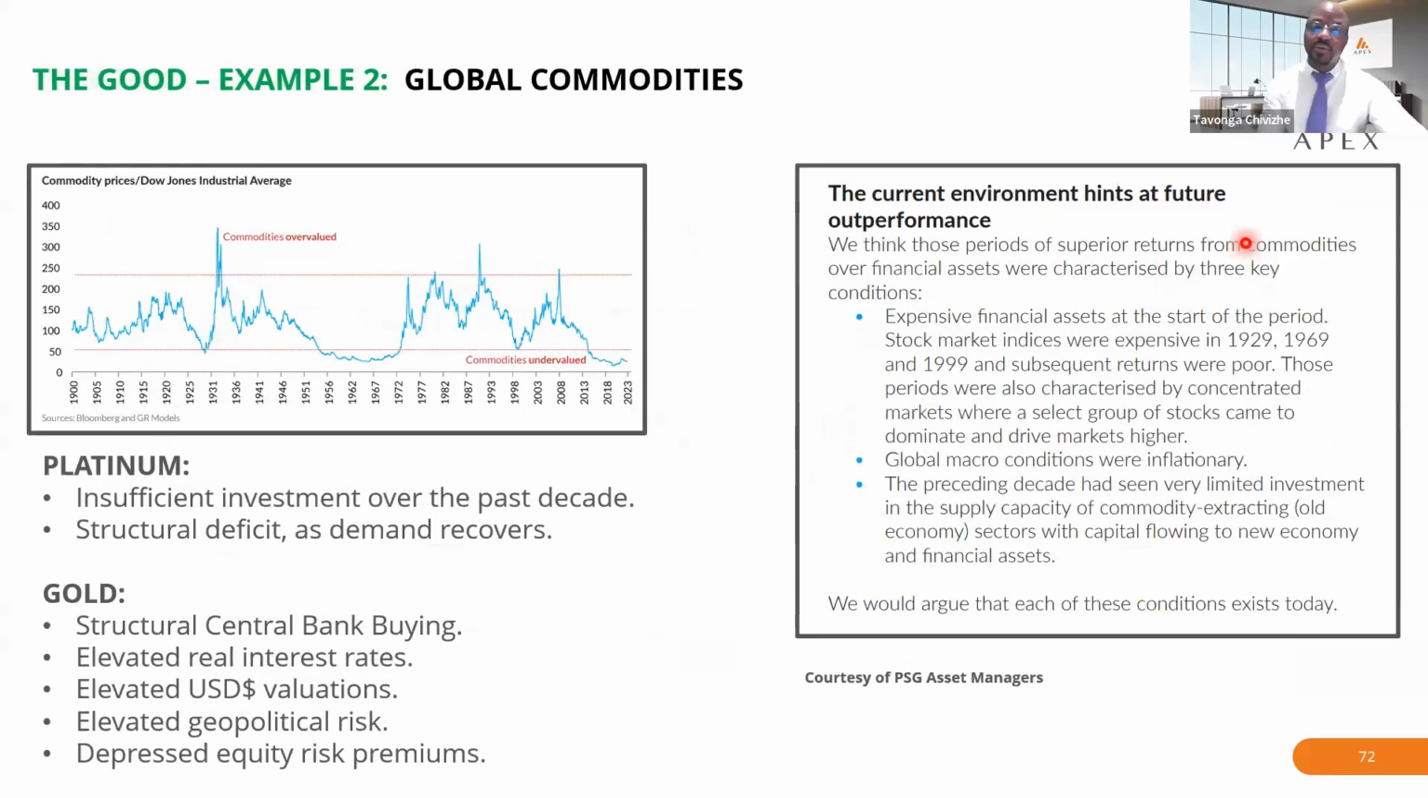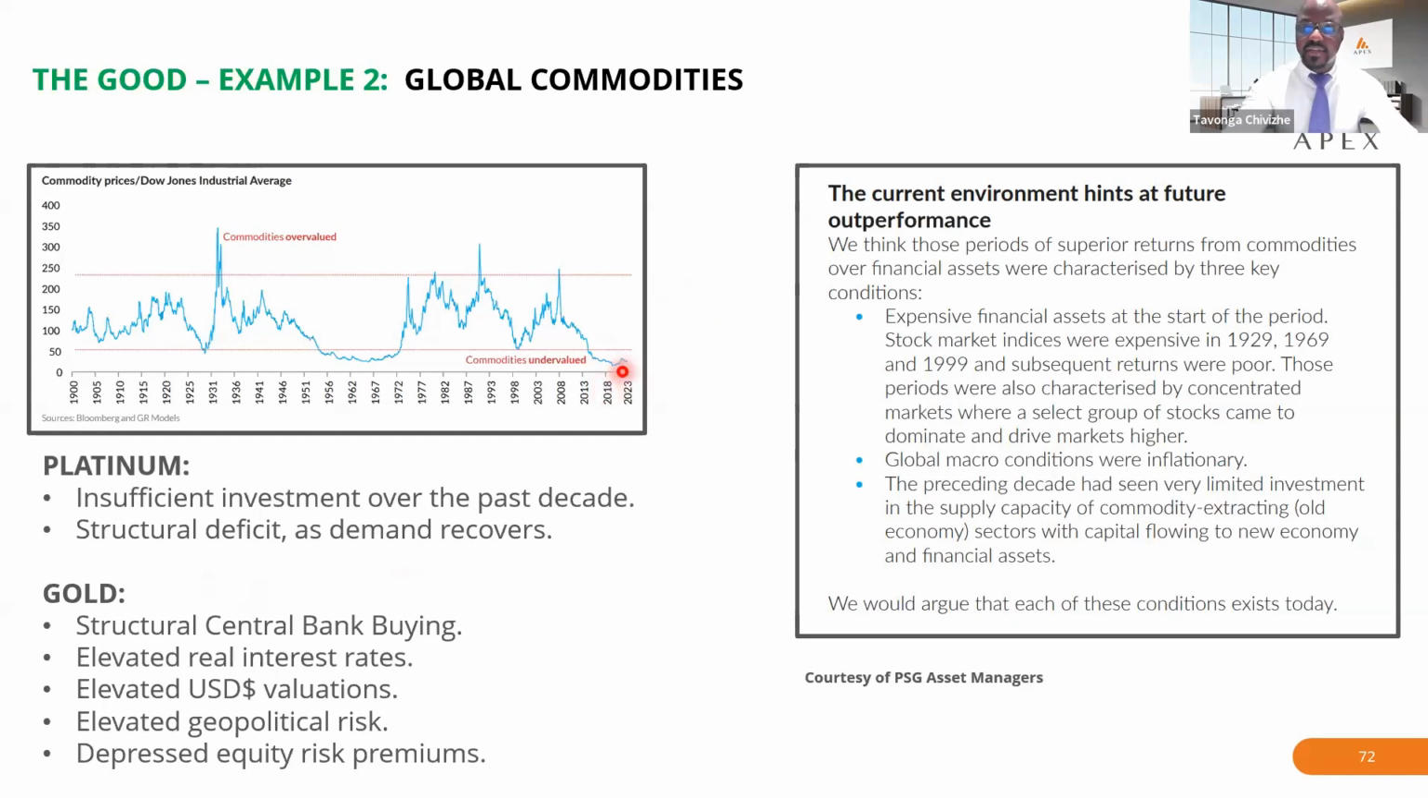Global commodities, there's only 4 times in the past when they've been this depressed. 1, 2, 3, 4. In all 4 scenarios, there was poor investment in supply. Financial assets were looking extremely expensive, and the global macro environment was inflationary. I showed you the global macro environment. It fits all those 3 criteria. And essentially, you've got an environment that is very good for platinum and gold. And we really, really love that about global commodities. So we think we're about to enter a beautiful inflection point.